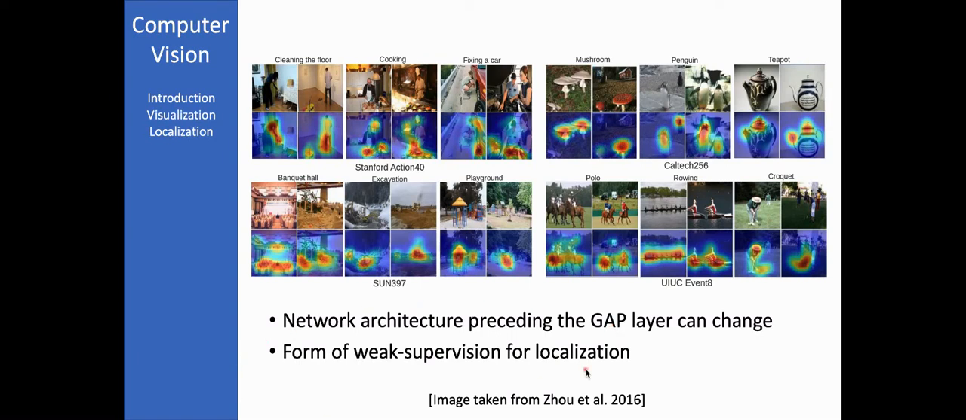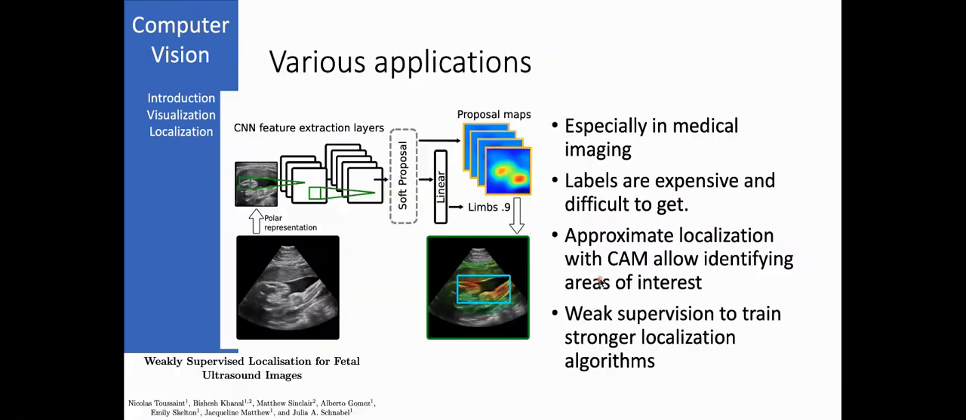And this also acts like a form of weak supervision for localization. Because notice that if I want to locate horses in these images, these class activation maps give me quite a good idea where the horses are, and so on. And this has multiple applications, especially in medical imaging where interpretation is important. You really want to understand where the network is looking to decide on the class.